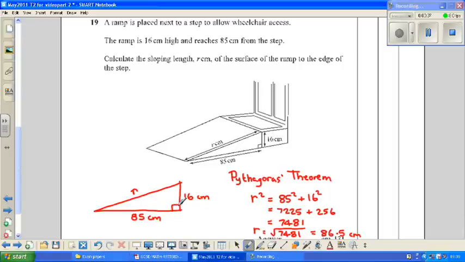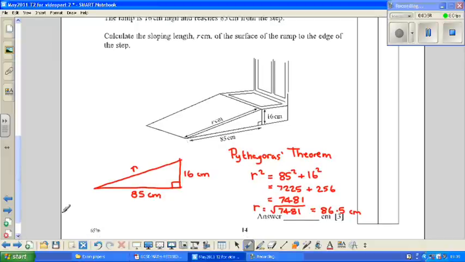We've got a right angle there, and the sloping side opposite the right angle has a special name called the hypotenuse, but we're using the letter R to indicate the hypotenuse. So there's a special theorem to use for this type of problem. It's called Pythagoras' theorem, and you need to remember that Pythagoras' theorem says the hypotenuse squared, which is R squared, is equal to this side squared plus this side squared. So we've got R squared is equal to 85 squared plus 16 squared.